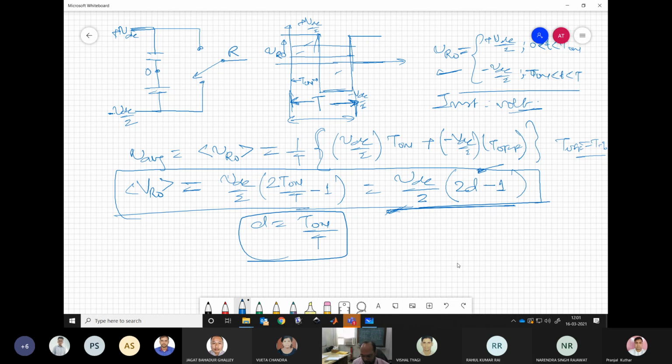So let's stop here, and we'll start from here tomorrow, and we'll discuss some other PWM techniques and then some more analysis related to the motor drive and how it comes.